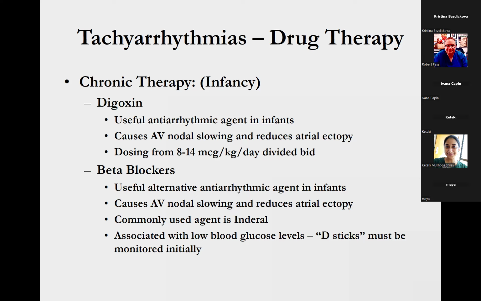Beta blockers, though, are probably the most commonly used agent that we use. It can cause AV nodal slowing and also decrease atrial ectopy. So although working in a totally different mechanism, the clinical effect is very similar between the two of them. And the most commonly used agent is Inderal or propranolol. And particularly in young infants, the use of this agent can be associated with low blood glucose levels. And so we typically will get glucose levels or D-sticks, at least in the first 2 to 3 doses.